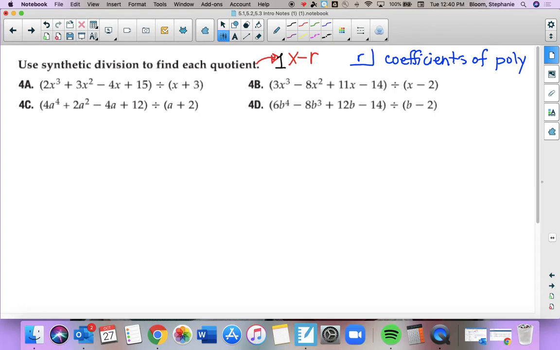So we're just going to do 2 of these. We're going to do 4a and 4d. Okay, so we won't do all 4. So I'm going to give you 1 of each, and you're going to see why. Okay, so let's start with 4a.